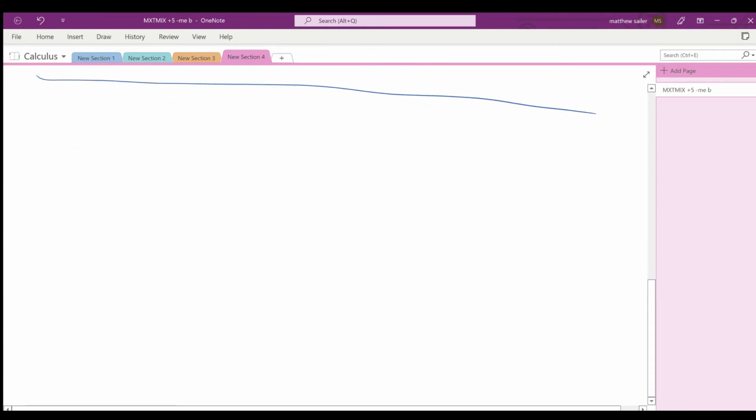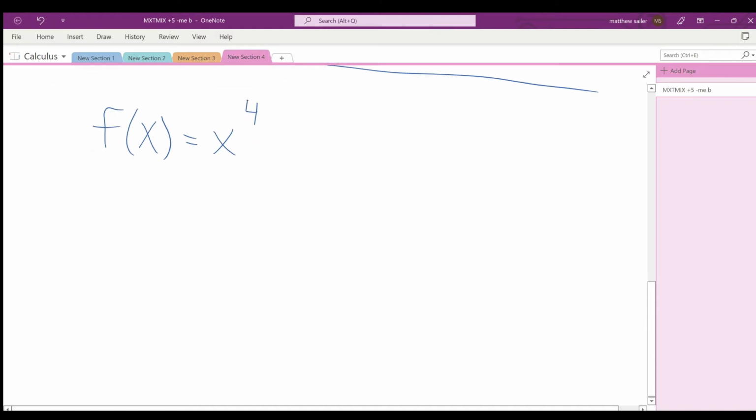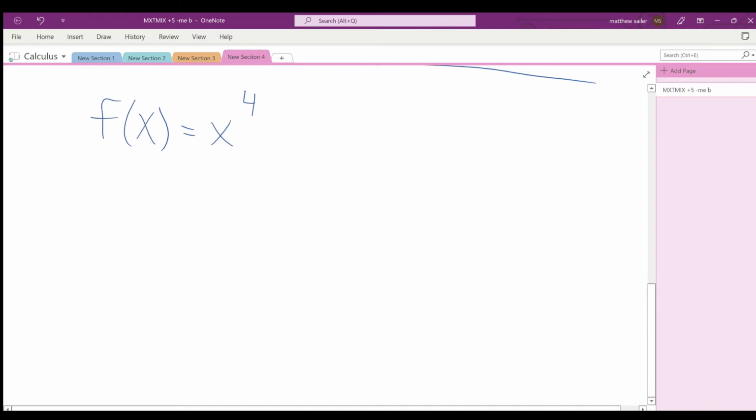Alright, so let's do one with a higher power. So we're going to do f of x equals, let's do something crazy like x to the 4th. Alright, and so we're going to plug this in. And actually, rather than keeping with f of x and x to the 4th, let's use different letters, because this should be valid no matter what we call it. So let's do g of h equals h to the 4th.